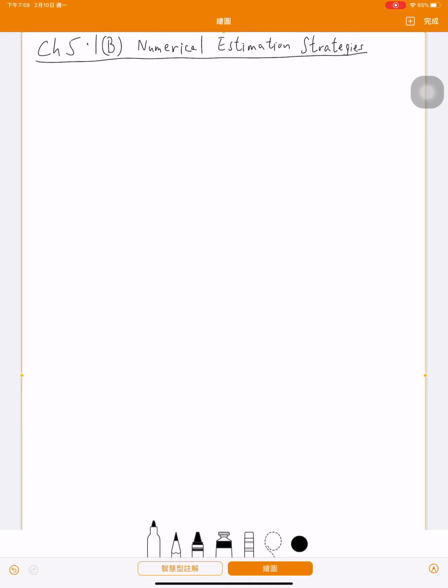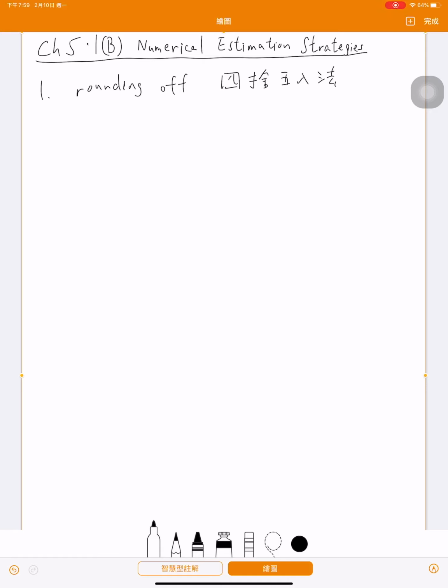Okay, I will talk about Chapter 5.1b. There are different kinds of numerical estimation strategies. First of all, I will talk about rounding off. I think most of you have heard about it because in Chinese it's called 4捨5入, right? I think most of you have heard about it, or you can use it in your daily life calculation.